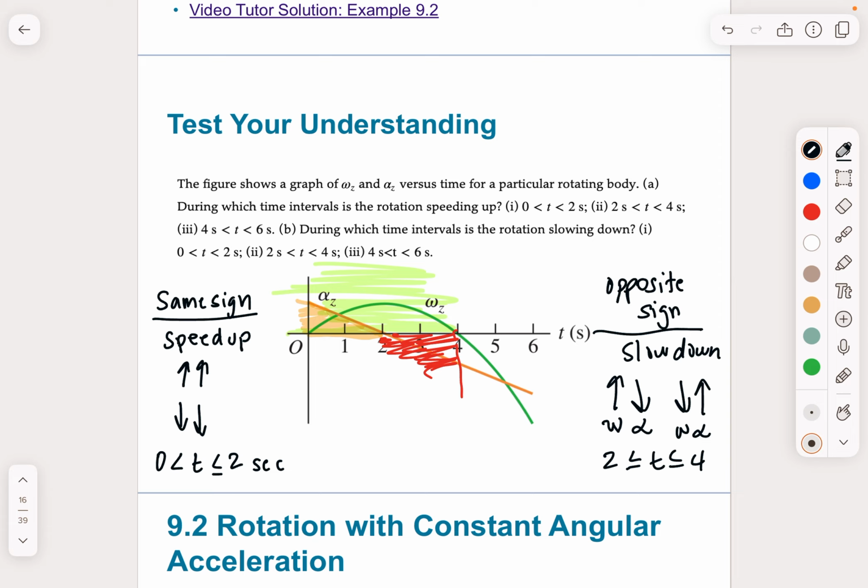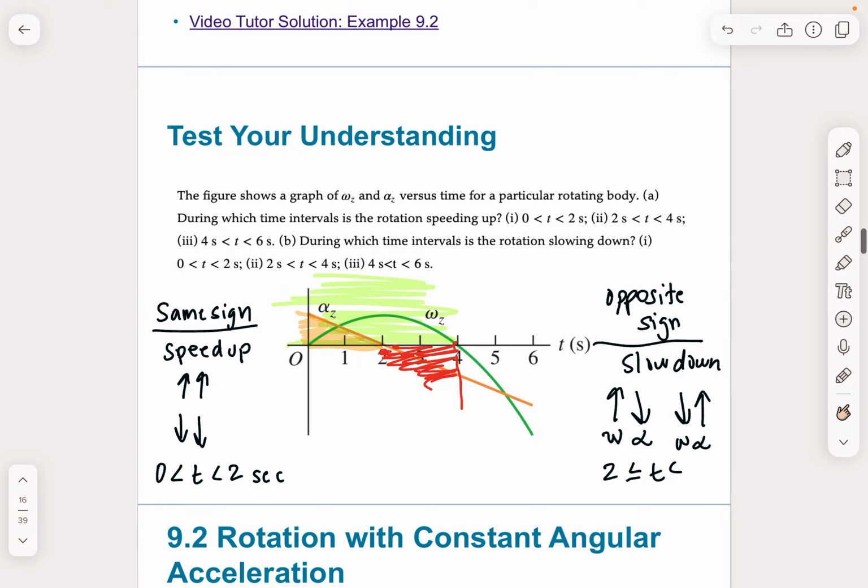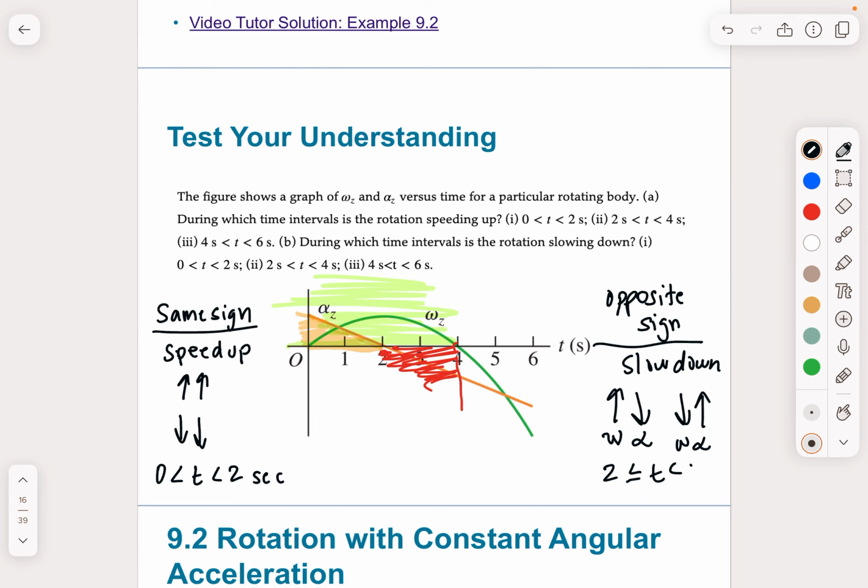And then, actually not greater than or equal to. That one is, but this one is not. There we go. And then our final interval, they're both having the same sign, right? This is negative and this is negative.